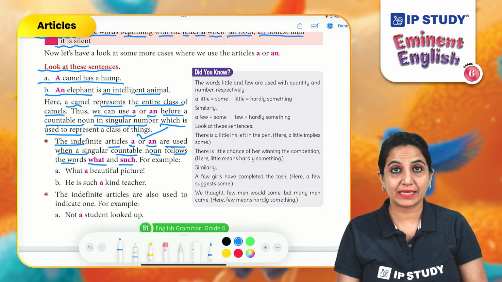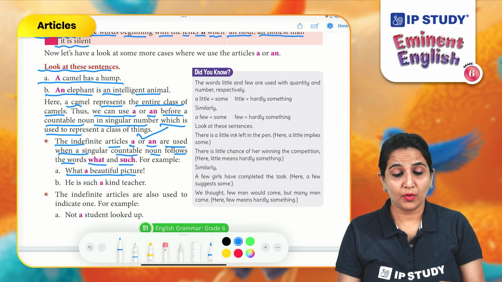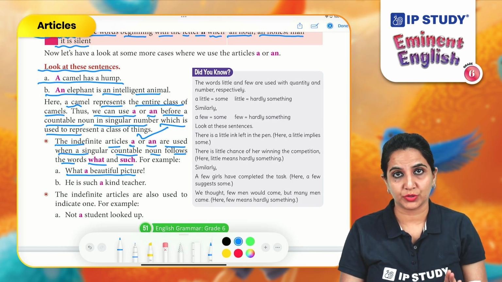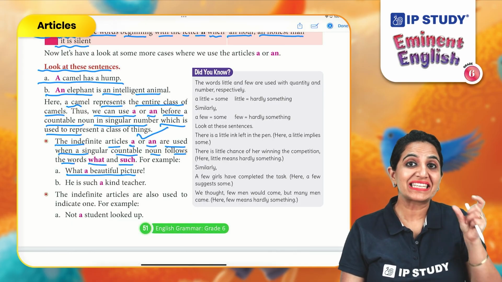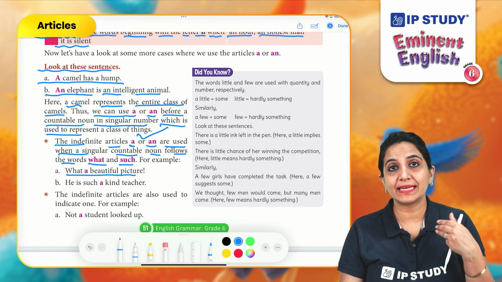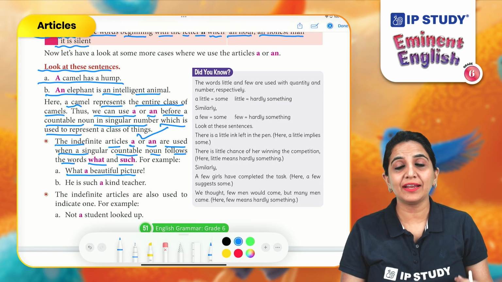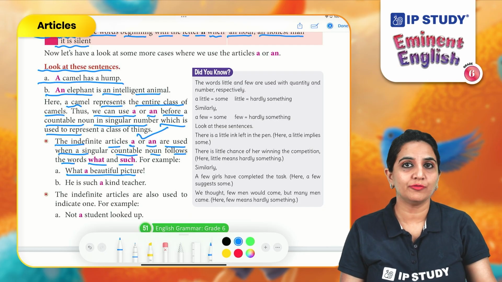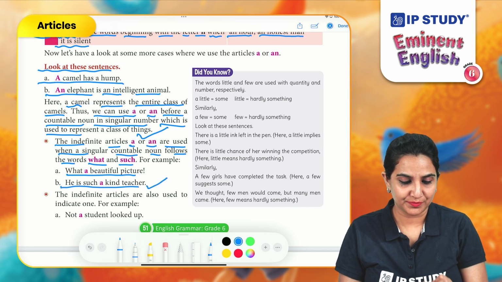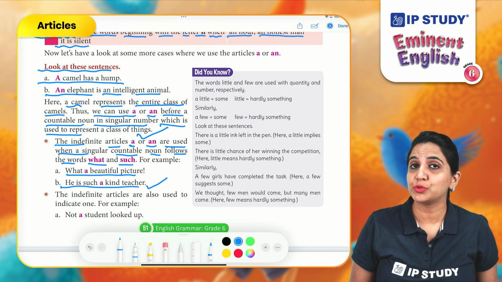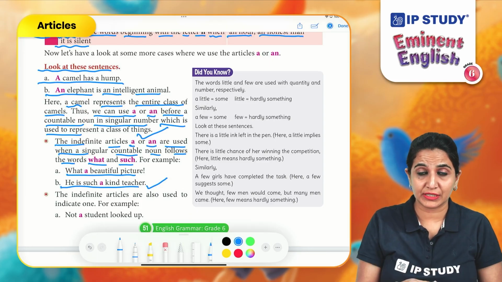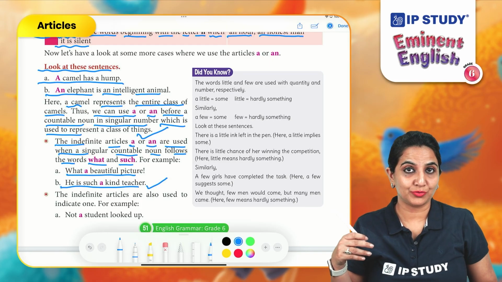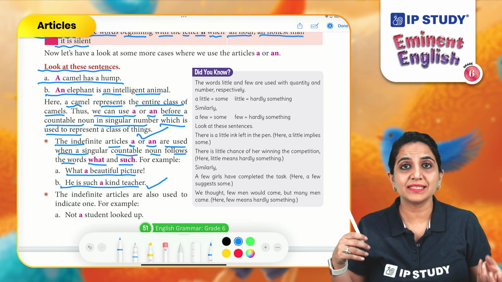The indefinite articles a or an are used when a singular countable noun follows words like what and such. For example, what a beautiful picture. So, we are talking about the singular noun picture, and there is an adjective with the noun picture, which is beautiful. And we have used the word what to exclaim the sentence. So, you will only identify the noun which is singular and countable, and you will use article a for it. He is such a kind teacher. So, here again, how do you identify that you have to use article a? You will see that teacher is a singular countable noun and kind is the adjective given to the teacher. Also, we have revised the rule that with such, we use article a. He is such a kind teacher.